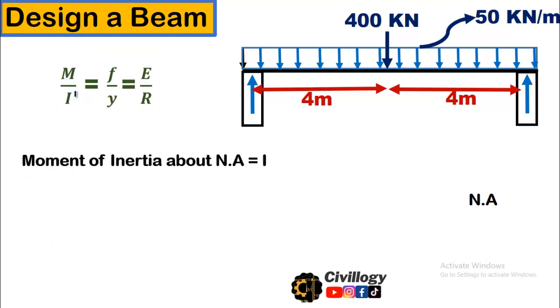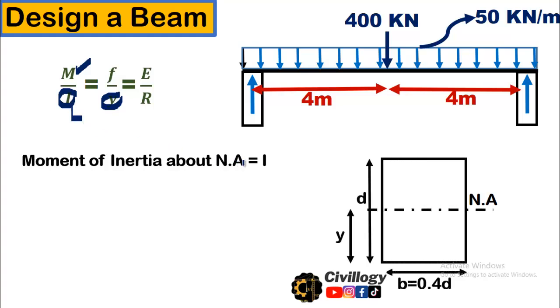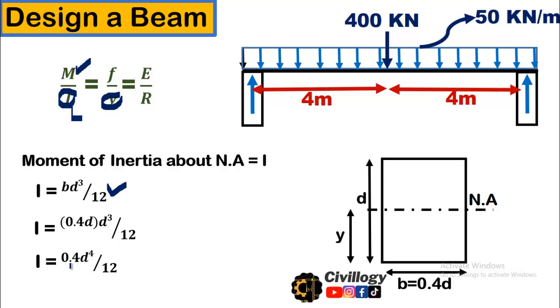Now the next thing we need to find is I. Okay, M we have calculated already, and we have already found y, and now we are going to calculate I. I is moment of inertia, and for rectangular section, moment of inertia is equal to b d cube divided by 12. By putting values, as the value of b is 0.4 times d, then d cube divided by 12. So it will be equal to 0.4 d power 4 divided by 12.